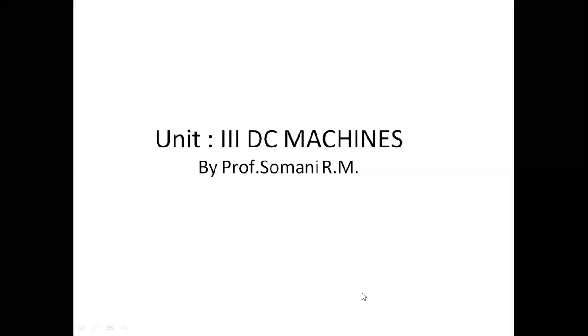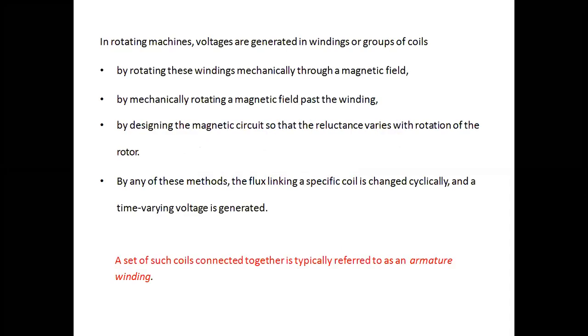Good morning. Here we are supposed to study about the DC machines. If you see, a DC machine is nothing but we are saying it is working as an electromechanical converter. It means what? It will convert electrical energy into mechanical or vice versa. So we are saying DC machines are the rotating machines.